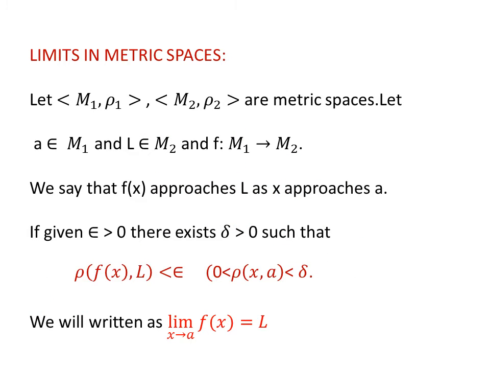Limits in metric spaces. Let (M1, rho1) and (M2, rho2) be two metric spaces. Let A belong to M1 and L belong to M2, and consider a function f from M1 to M2. We say that f(x) approaches L as x approaches A if, given epsilon greater than 0, there exists delta greater than 0 such that rho2 of f(x), L is less than epsilon whenever 0 is less than rho1 of x, A less than delta. We write this as the limit as x tends to A of f(x) equals L.